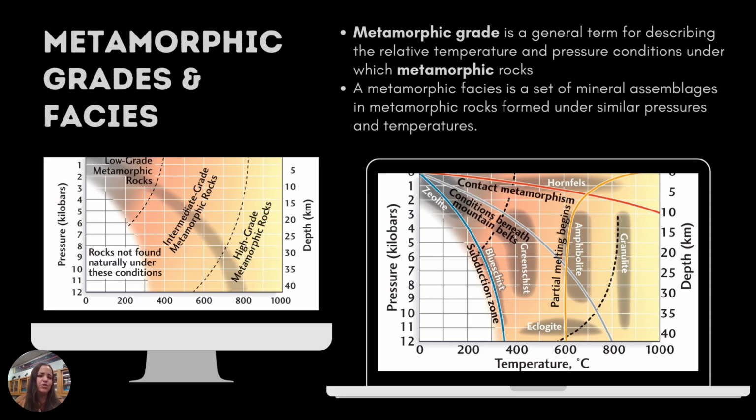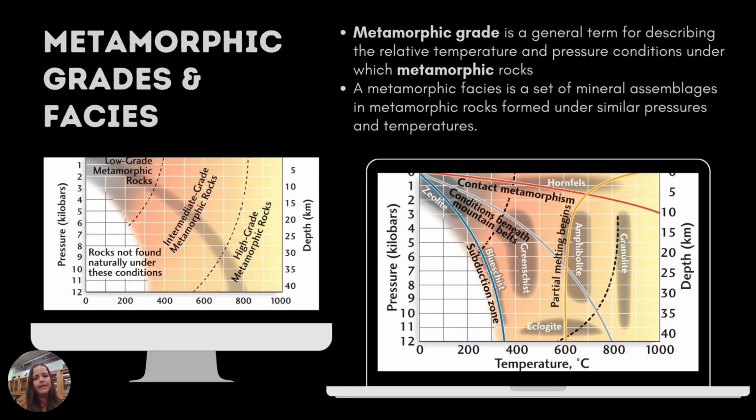All right, that gets us into metamorphic grades and facies. So this, again, depends on the pressure, temperature conditions, and those depend on the depth. So the farther we go into the earth, the temperature and the pressure are going to increase, and it's going to increase our grade of metamorphism. So if you look at the left-hand side there, the diagram shows you that low-grade metamorphic rocks form at a lower pressure, lower depth, lower temperature, and our high-grade metamorphic rocks form at a higher pressure, higher depth, higher temperature.